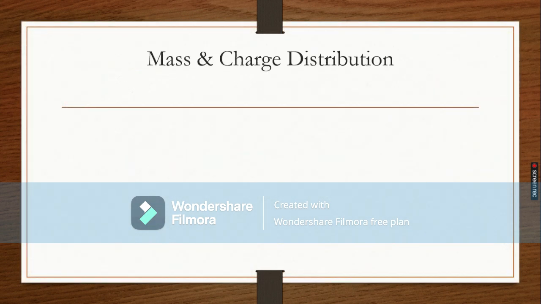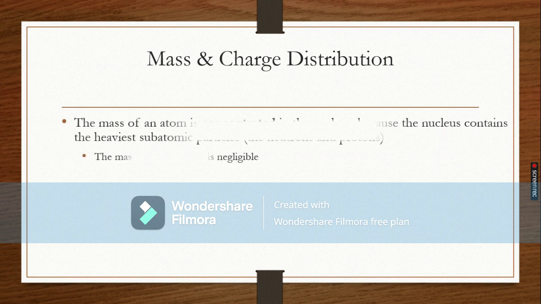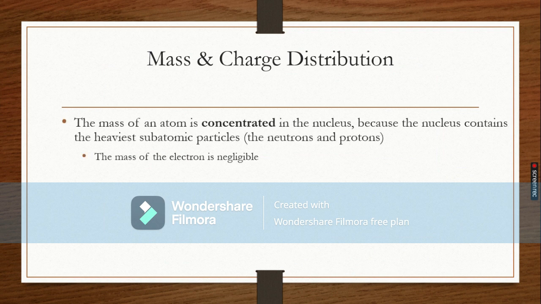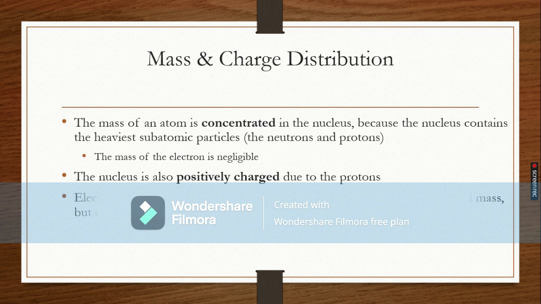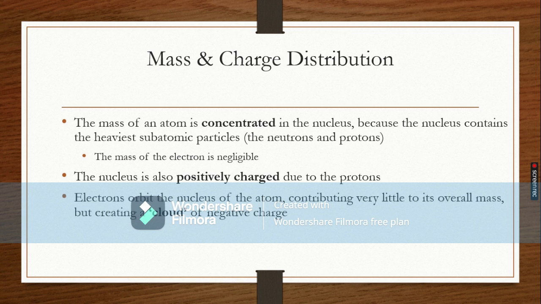Mass and charge distribution. Now, the mass of an atom, as we already know from our previous videos, is concentrated in the nucleus. And why is it concentrated in the nucleus? Because the nucleus is the part which contains the heaviest subatomic particles. Which are those subatomic particles? The neutrons and the protons.